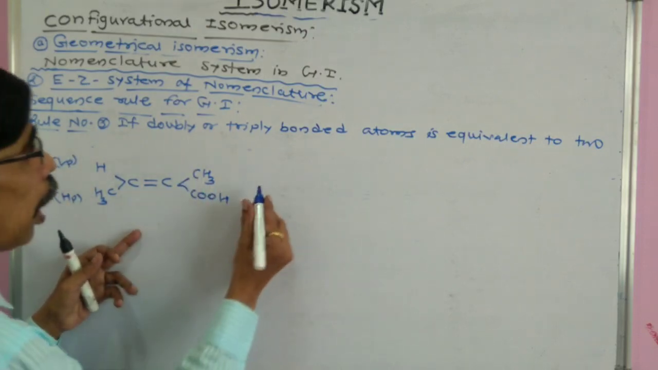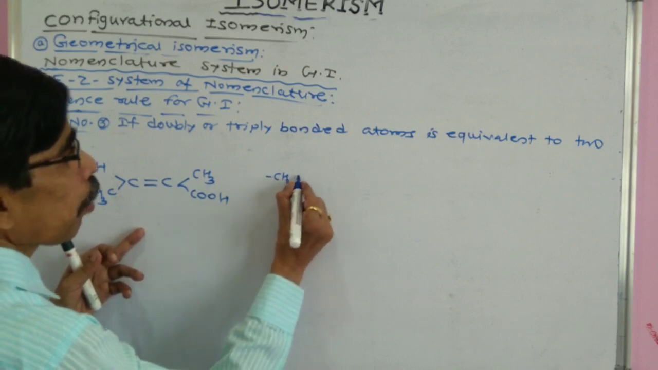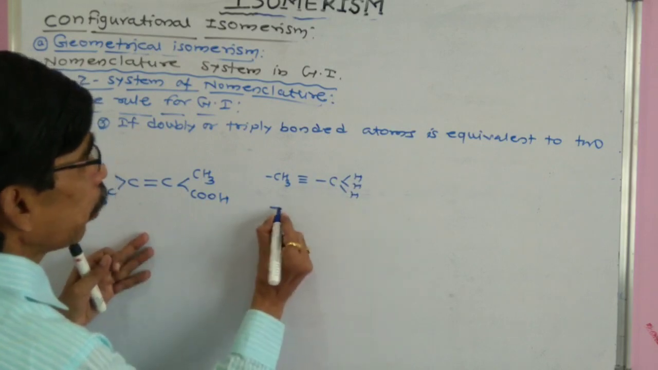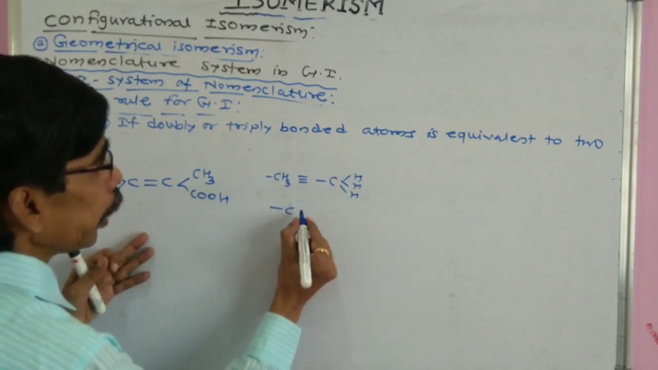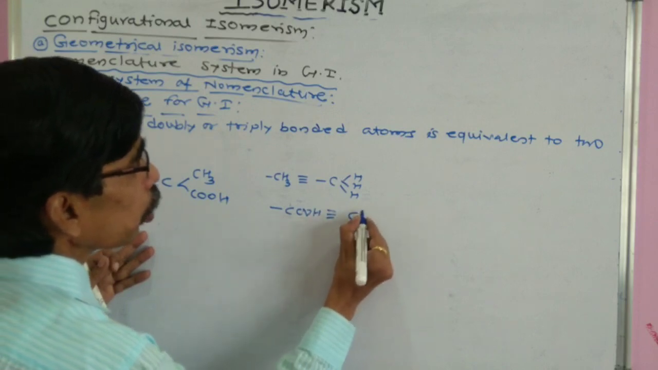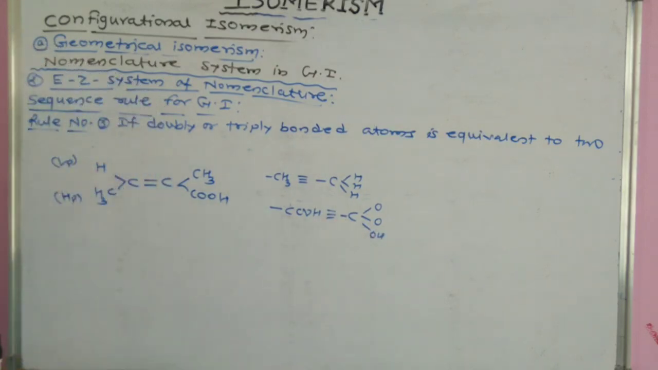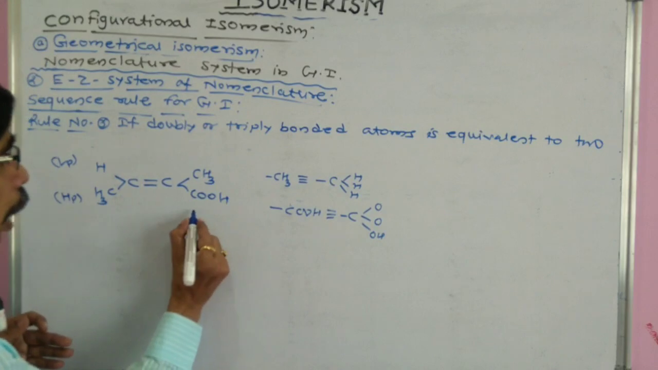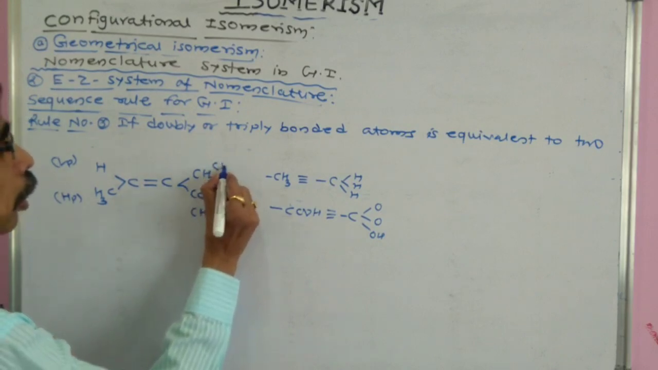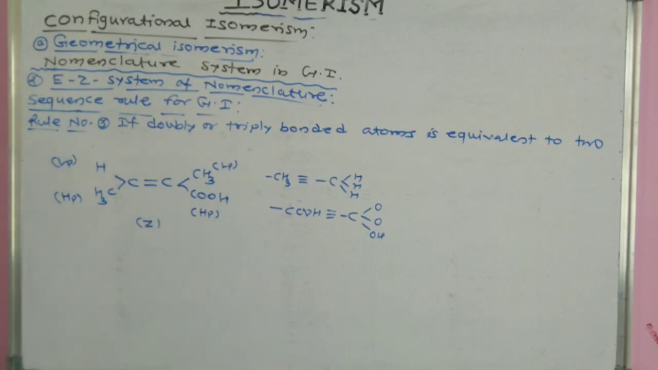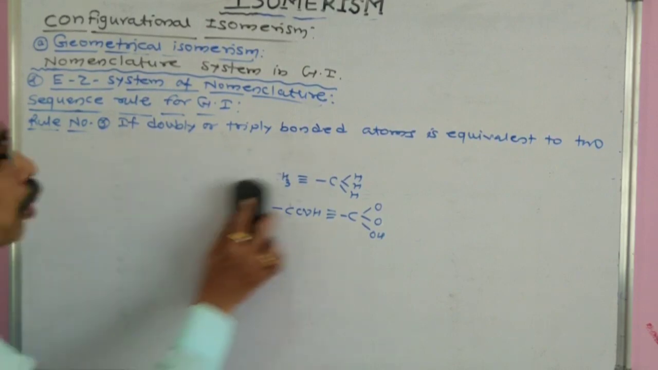Now in case of the first atom, it is carbon. Now the CH3 is equal to C, H, H, H. The second atoms are hydrogens. Now in case of COOH, which is equivalent to C, the second atoms are oxygen, oxygen, oxygen. Therefore, this has a higher priority than this CH3. Therefore, the higher priority groups are on the same side of the double bond. Therefore, it has the Z configuration. So this is rule number 3.